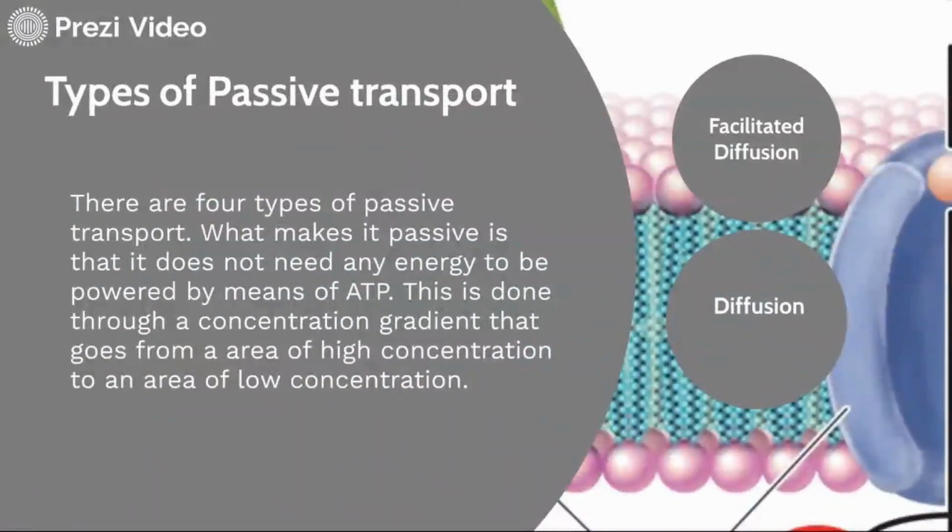Types of passive transport. There are four types of passive transport. What makes it passive is that it does not need any energy to be powered by means of ATP. This is done through a concentration gradient that goes from an area of high concentration to an area of low concentration.